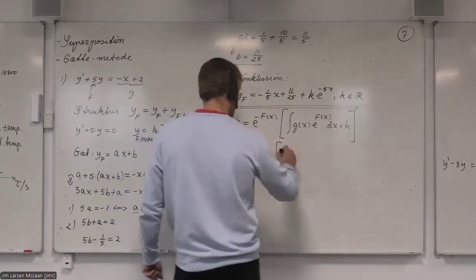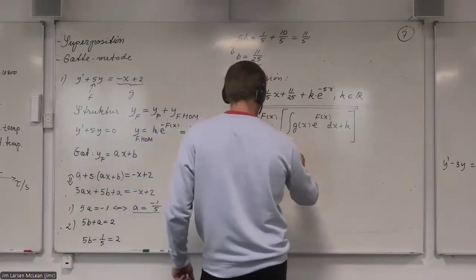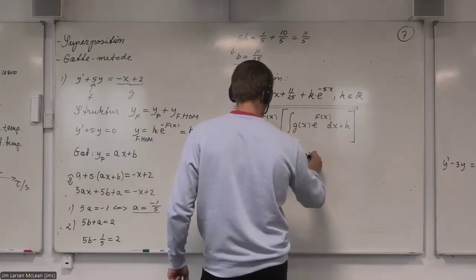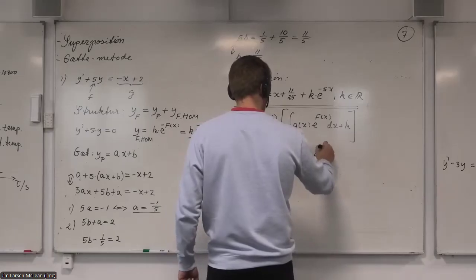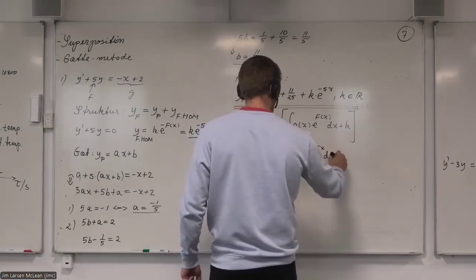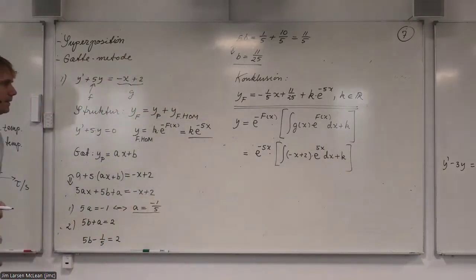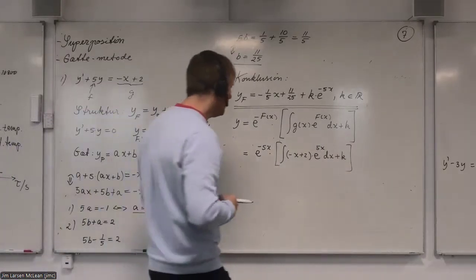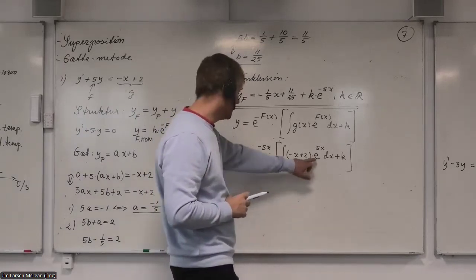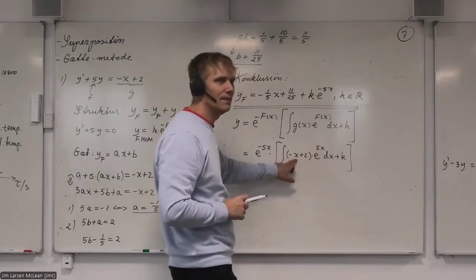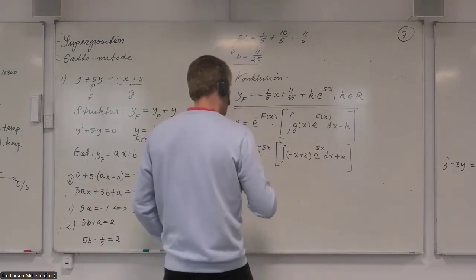Multiply by the integral of g, but g is minus x plus 2, multiplied and raised to the power of plus 5x. And what does that give us? It actually results in an integral that's not very pretty, because it gives an integral like e to the power of 5x times x. But we've solved something similar before. So I think we can manage it.